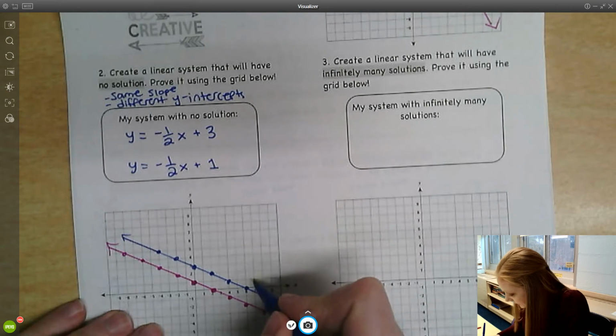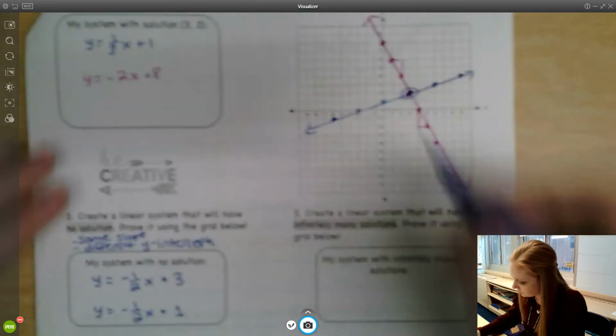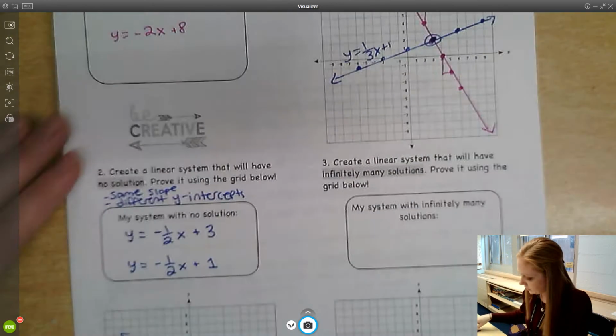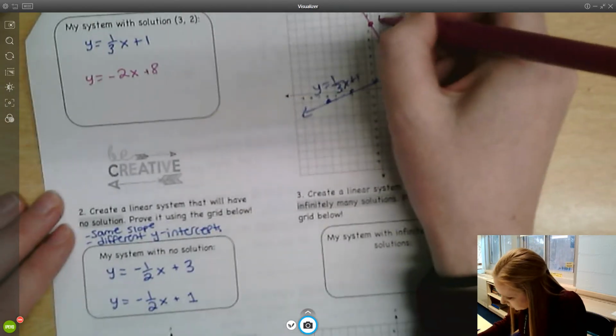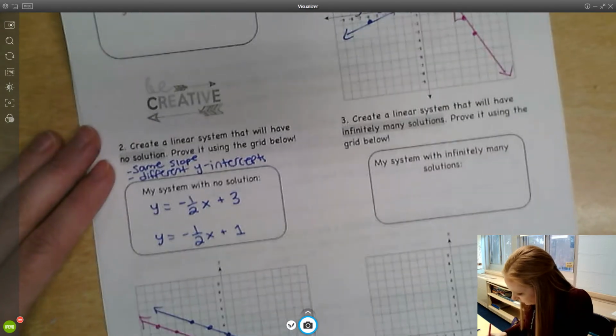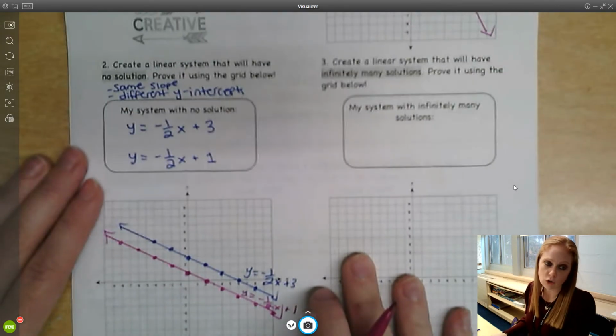And I should be labeling these, my goodness. This other blue one was y equals 1/3 x plus 1. This pink one was y equals negative 2x plus 8, right? These had different slopes, so they intersected. These have the same slope, so there's going to be no solution.